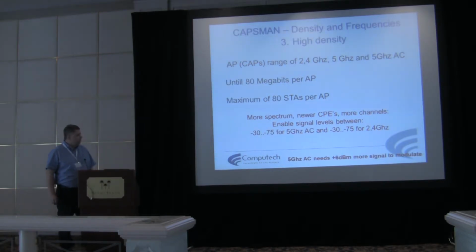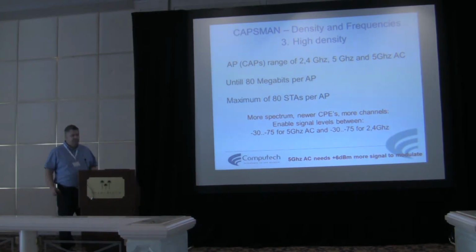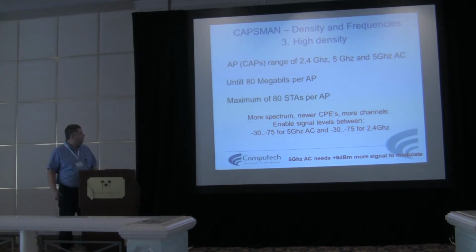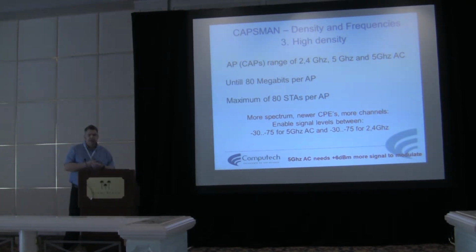The third is a newer one, using 2.4, 5 gigahertz, and 5 gigahertz AC. The performance got better, up to 80 megabits per AP, and the stations are higher too. We can talk about 80 stations per AP. Imagine 10 APs, we can go to 800 users using the internet in a room.